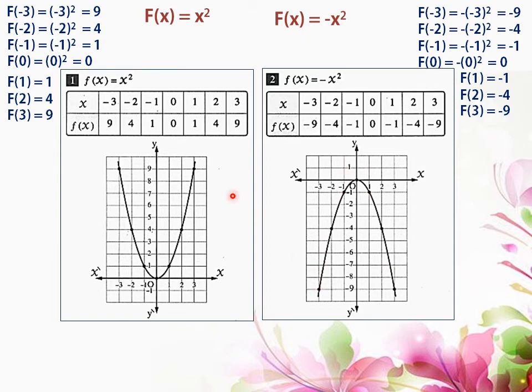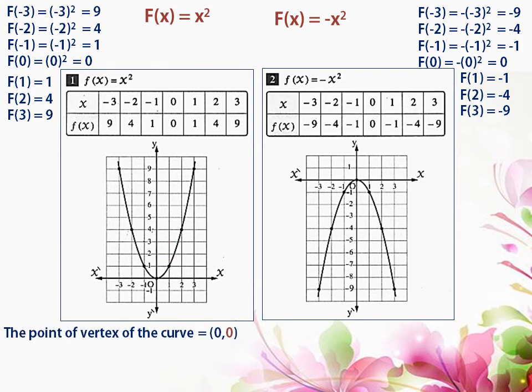Now you can notice that if the sign of the term of x power 2 is positive, the curve will open upwards like this. But if the sign of x power 2 is negative, the curve will open downwards like this. This is an important remark. Now we have some questions for these curves.